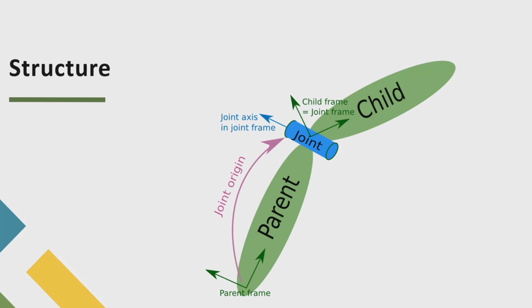Okay, what is the structure of a URDF file? A URDF file basically consists of three main components: links, joints, and sensors. Joints play a critical role in URDF. They define how links interact with each other and how they are related to each other.